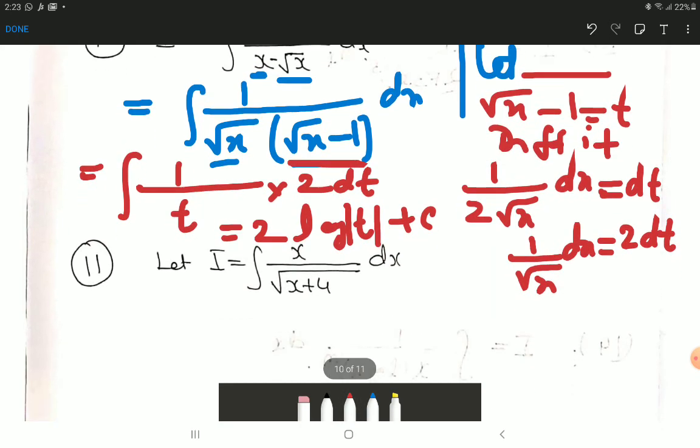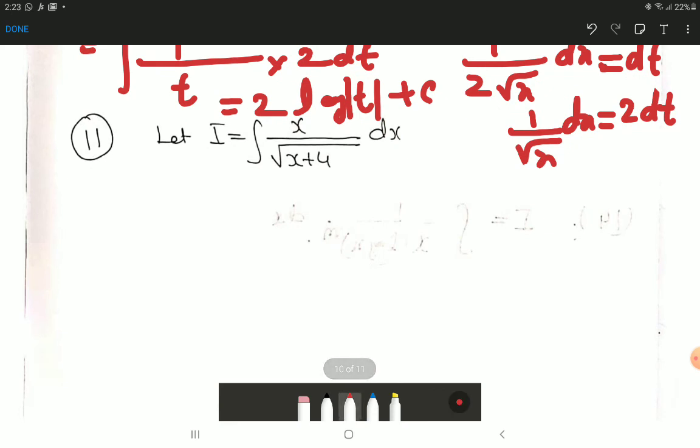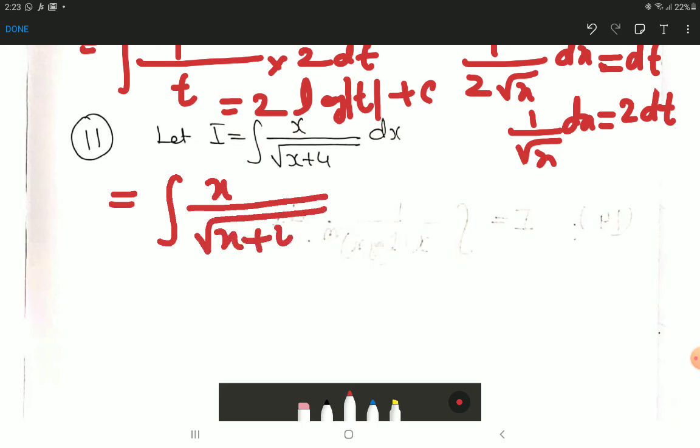Taking one more example, integration of x upon square root of x plus 4 dx. Here also you will have to recognize the function and its derivative. Whenever a square root quantity is present in a question, normally we take the base of the square root as t, or the whole square root quantity as t. That will also do. So here we can see that x plus 4 is the function and dx is its derivative.